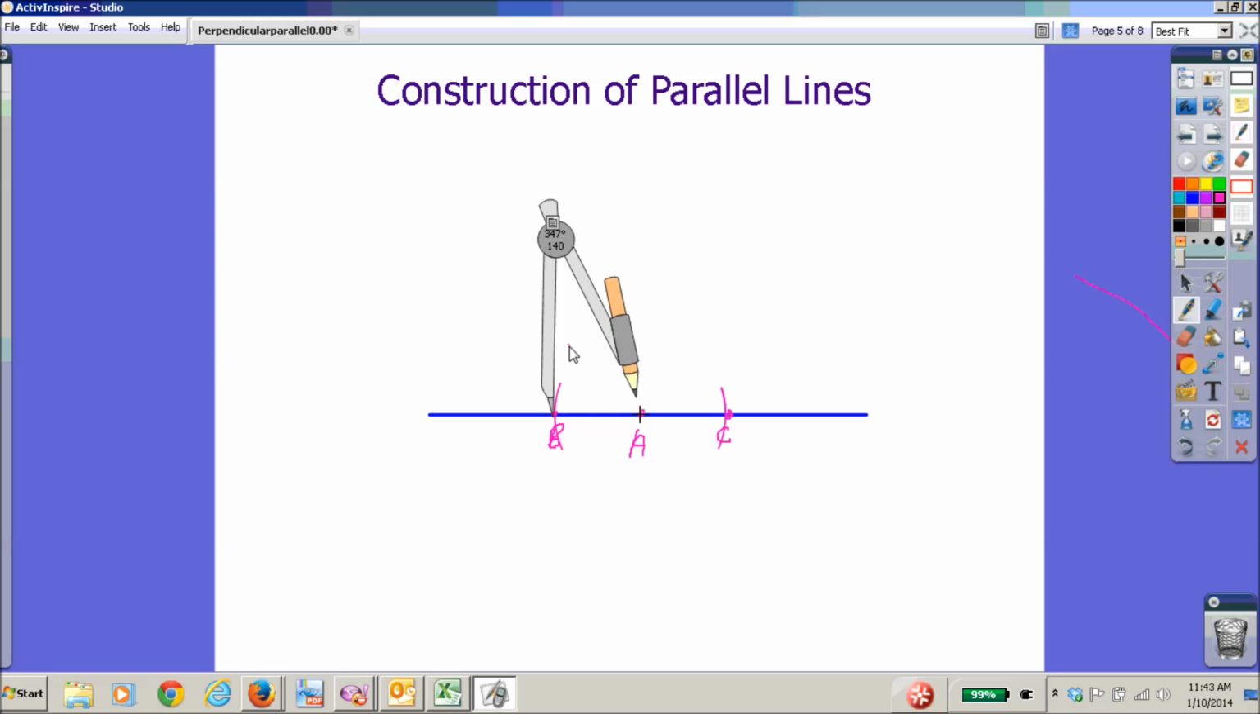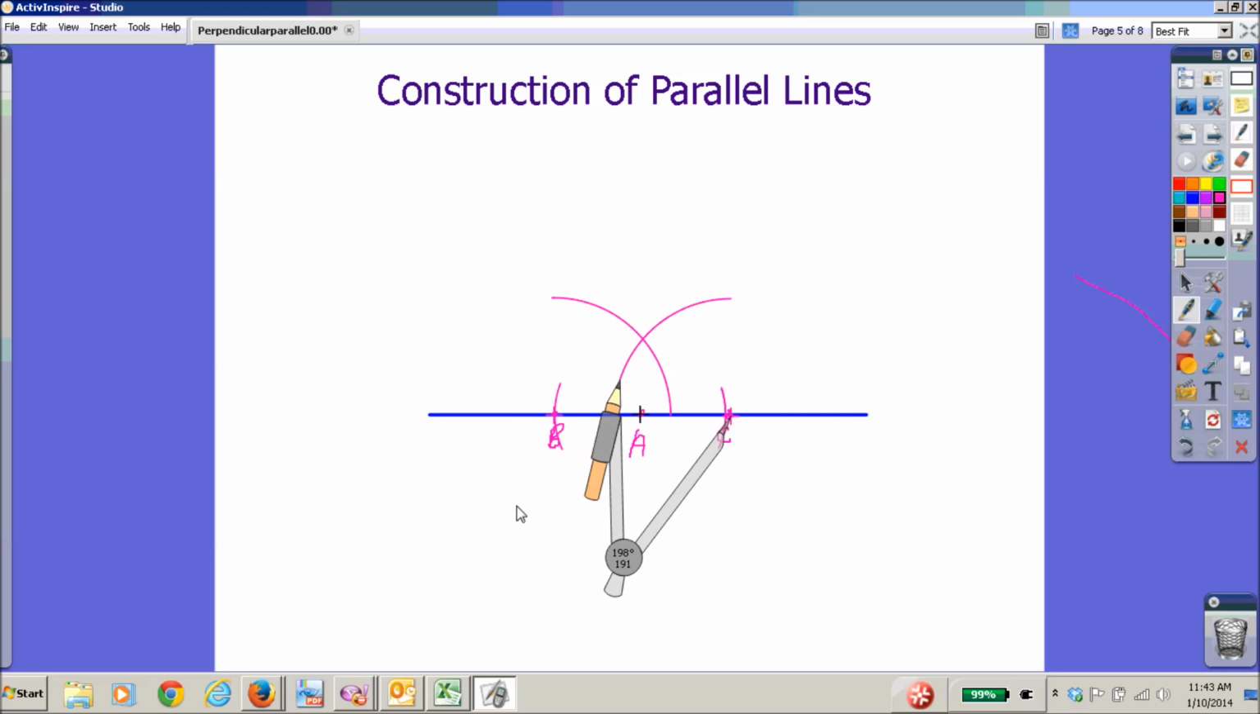Put my compass back at B. Open it up more than halfway of A, and then I will arc here. Go put it at C, and mark here, and then draw my line again.